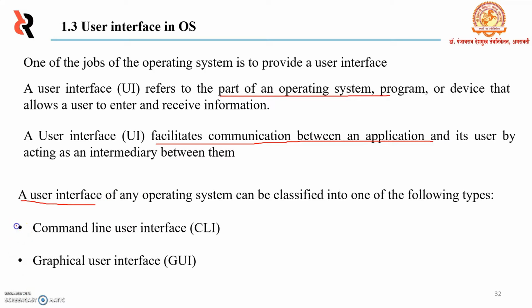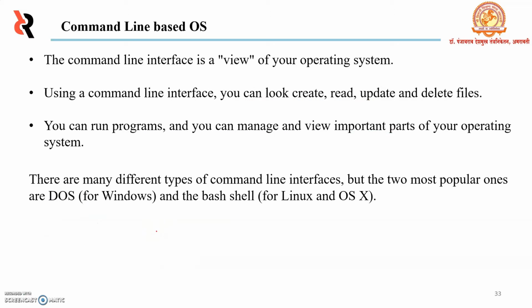First is command line user interface and second one is graphical user interface. Command line based operating system. Command line interface is a type of user interface that enables the user to interact with the operating system by issuing some specific commands. In order to perform a task in this interface, the user needs to type a command to the command line, that is called as prompt or shell or interpreter.